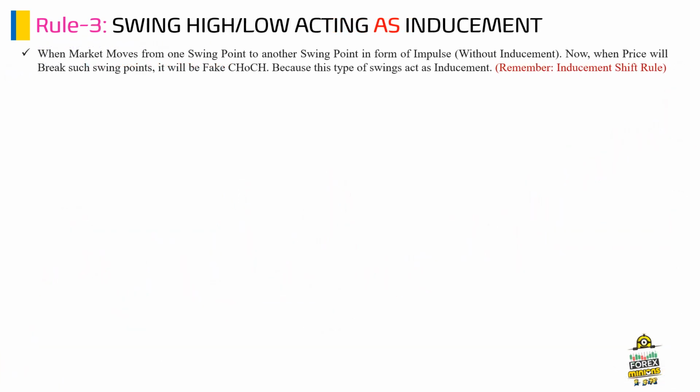Now, let's move on and discuss our third rule. As per the third rule, when the market moves from one swing point to another swing point in the form of an impulse, I mean without creating an inducement or valid pullback, and price breaks such swing points, this will actually be a fake change of character, because this kind of swing acts as an inducement.